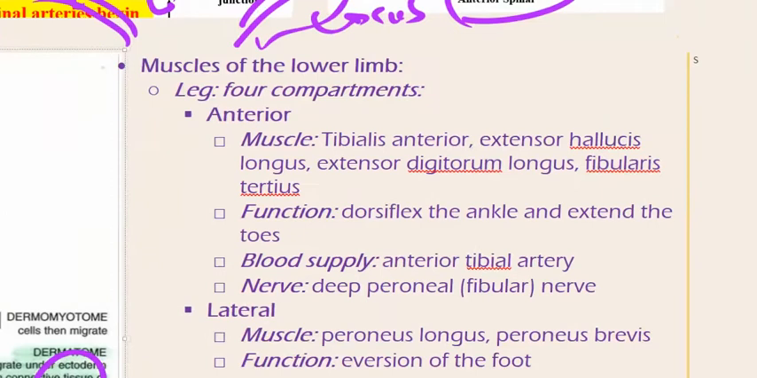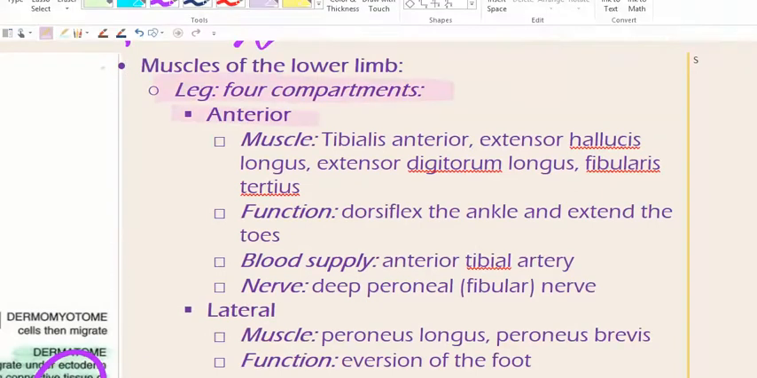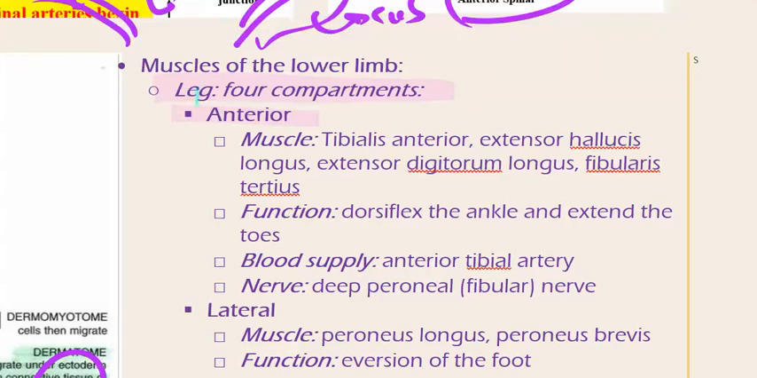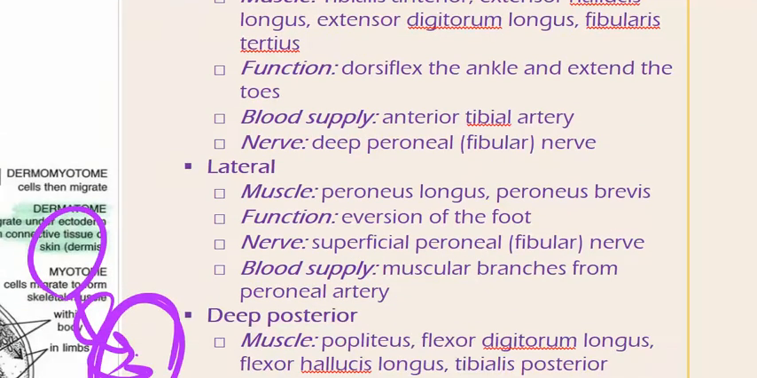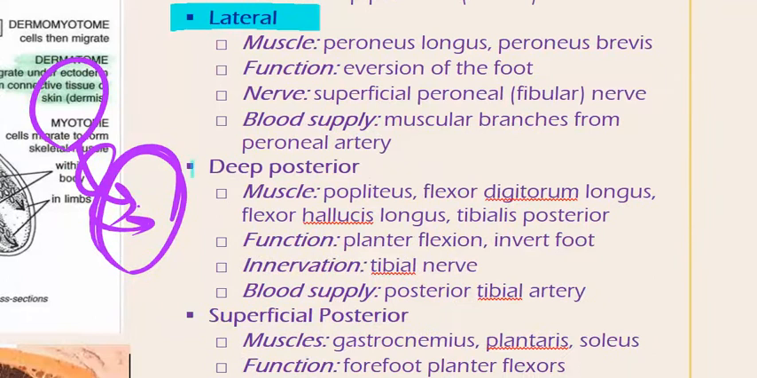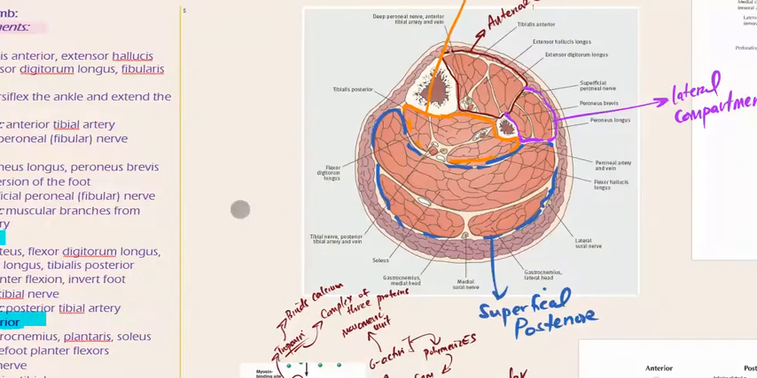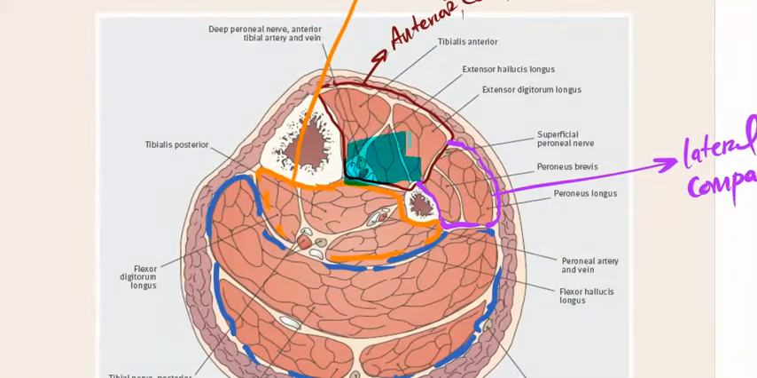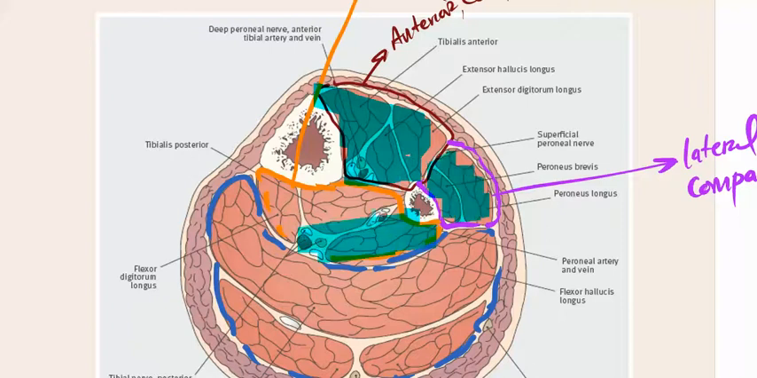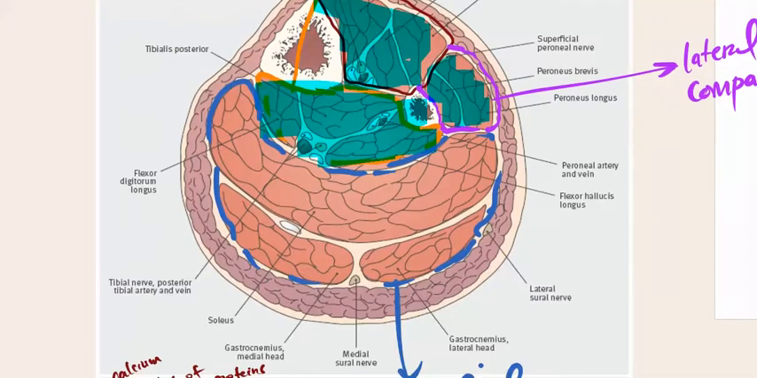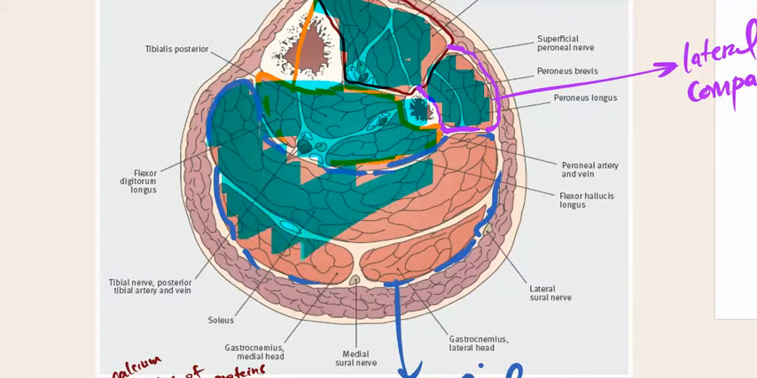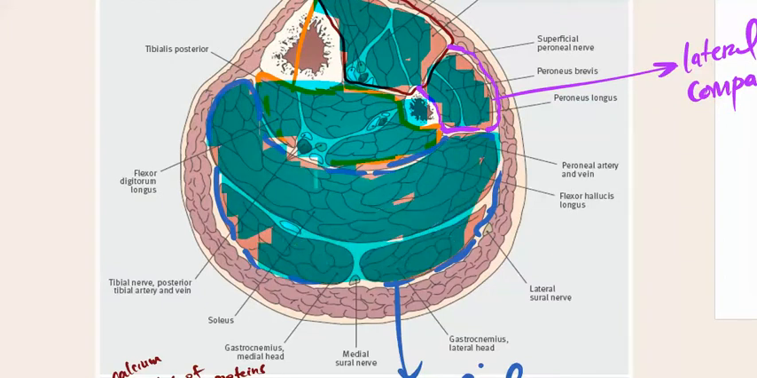Okay, so there are 4 major leg compartments, right? We have the anterior, the lateral, the deep posterior, and the superficial posterior. And we can see that here. All right. So right here we have what? We have the anterior. We have the lateral. We have the deep posterior, and then we have the superficial posterior.